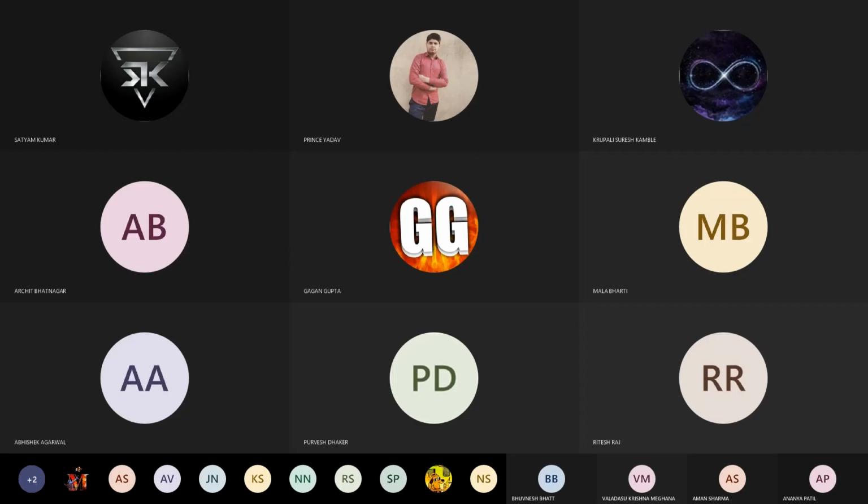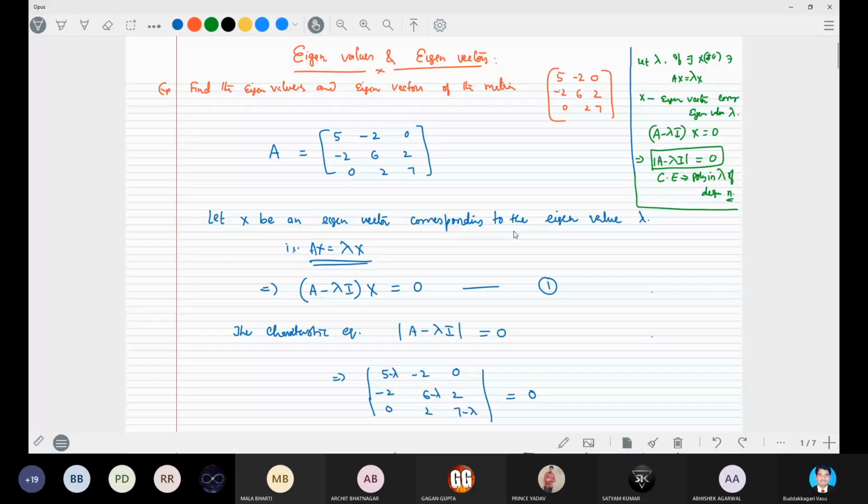In the process of finding the eigenvalues and eigenvectors, why do we take the determinant of A minus lambda I equal to 0? Why is that determinant 0? Give me your understanding.